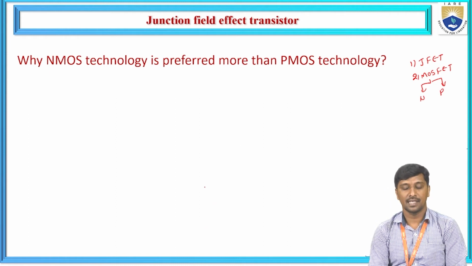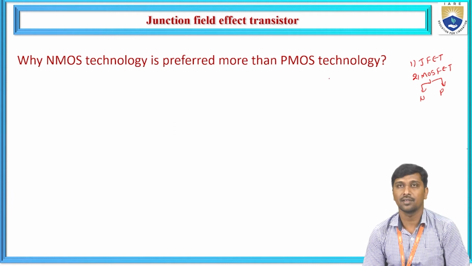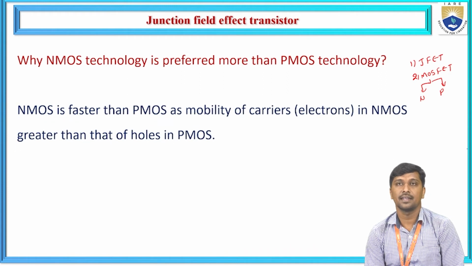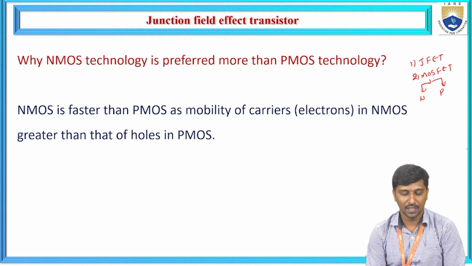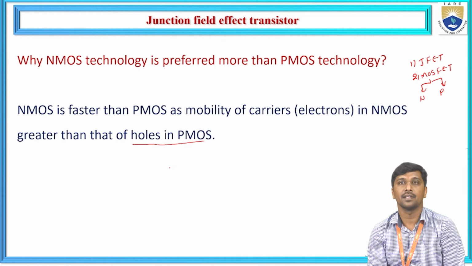So why is NMOS technology preferred over PMOS technology? In this case, the mobility of the charge carriers is the most important deal. We know that the mobility of the carriers in NMOS is greater than that of the holes in PMOS. This is the only reason to prefer the NMOS technology or N-type materials, like the N-channel JFET. The reason is the mobility of the carriers in an N-type MOSFET or NMOS.